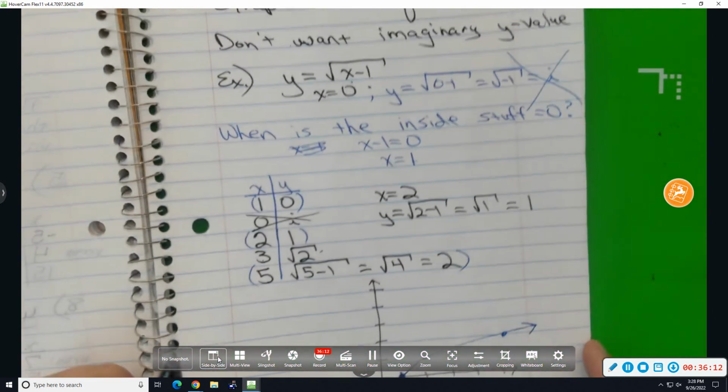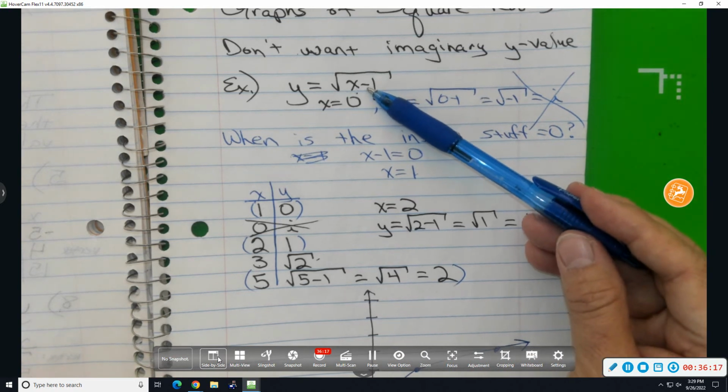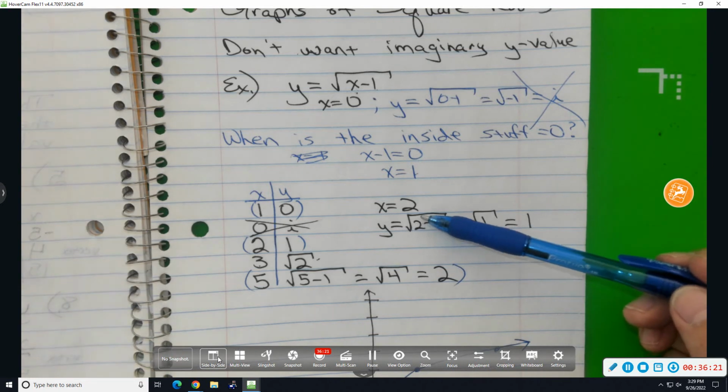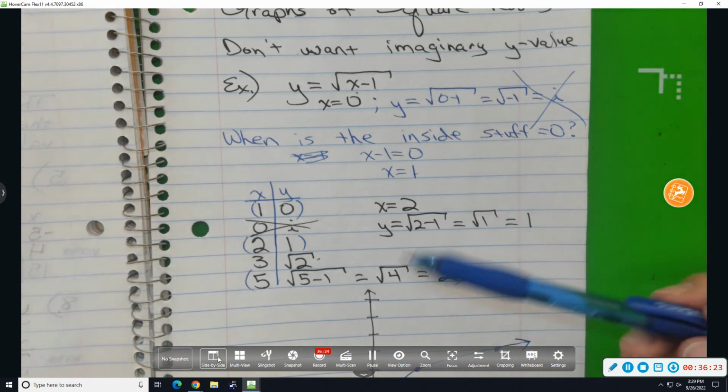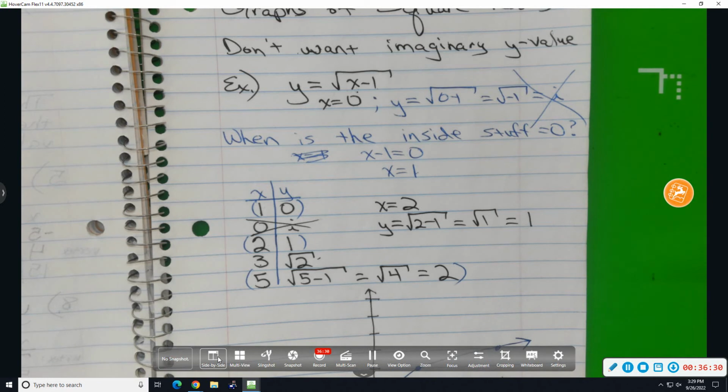So, to graph a square root expression, ask yourself, where does it equal 0? Decide which side gives you imaginary numbers, because you don't want to use those numbers. And then choose a few other x values, preferably something that gives you perfect squares to get the graph drawn.